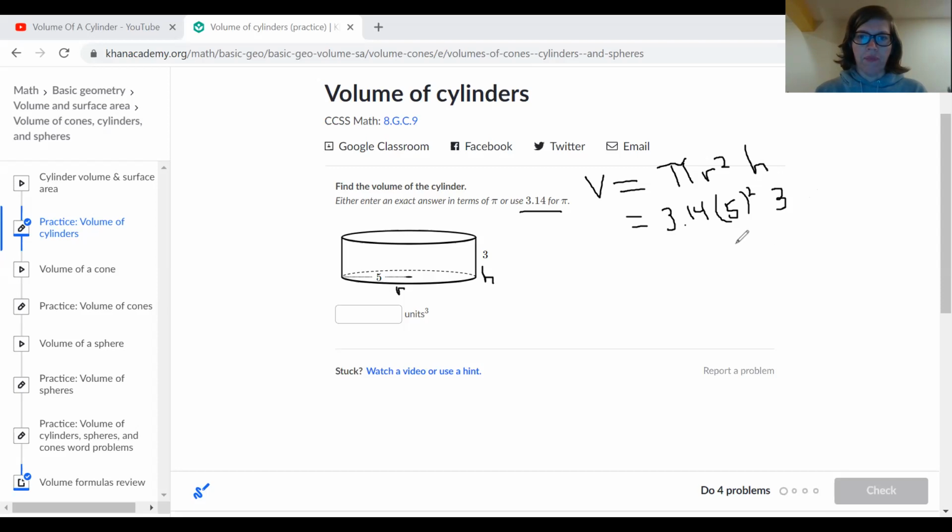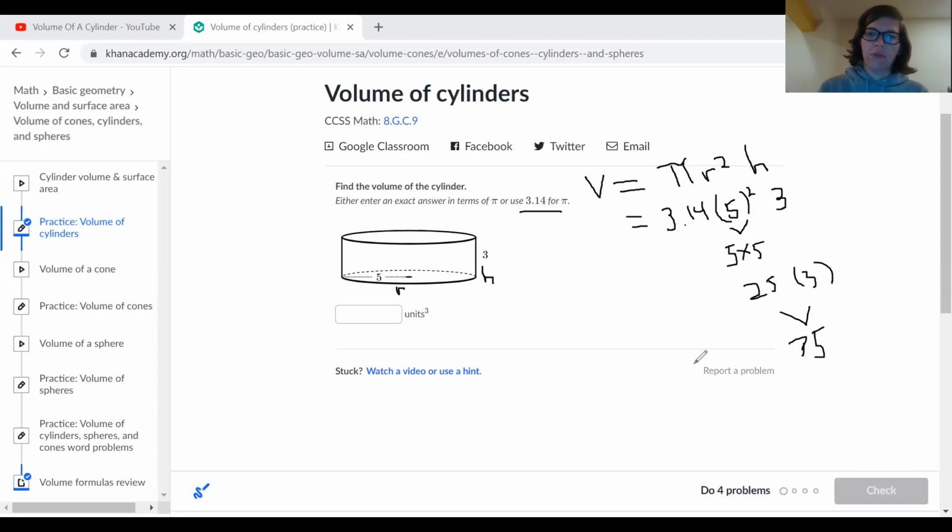All right, so remember we always start with our exponents. So 5 squared means 5 times 5, which is going to give you 25. And then we need to multiply 25 times 3. And 25 times 3 should give us 75.